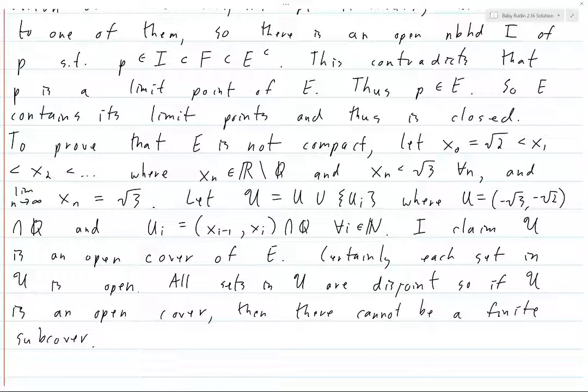Wait, haven't we done this already? Because okay, certainly they're open. Each set is open. Certainly the sets in U are open. All sets in U are disjoint too.